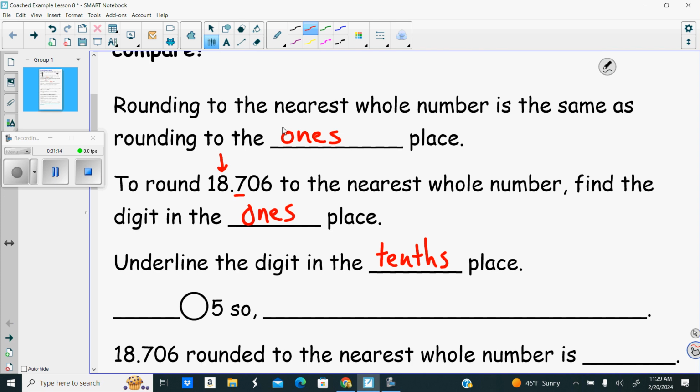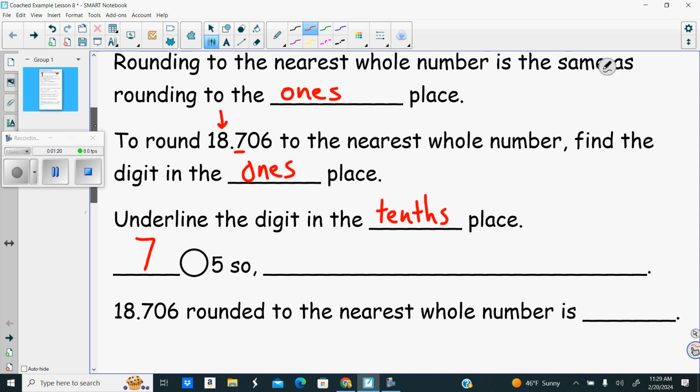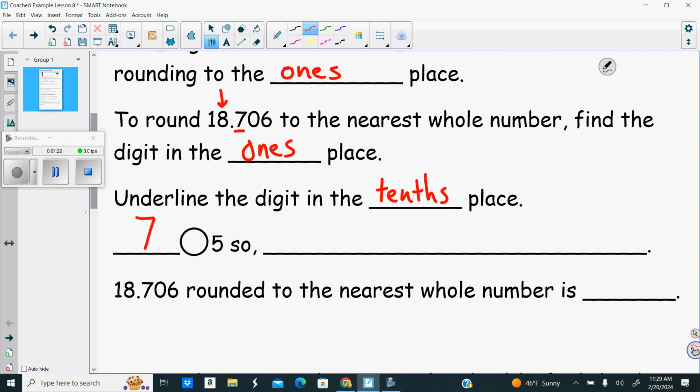We're going to compare that digit in the tenths place, the 7, to 5. And we know that 7 is greater than 5. So what we will do is we will take the 8 that's in the ones place, and we will bump it up to 9. We basically say that if it's 5 or above, we're going to give it a shove. If it's 4 or below, we're going to let it go.